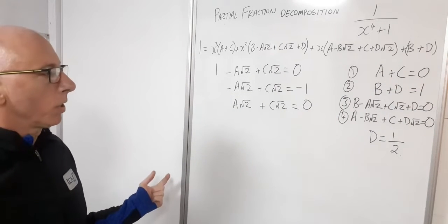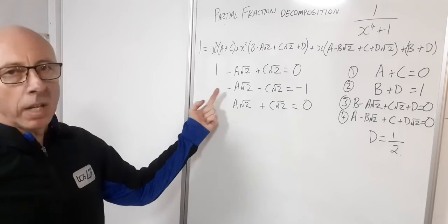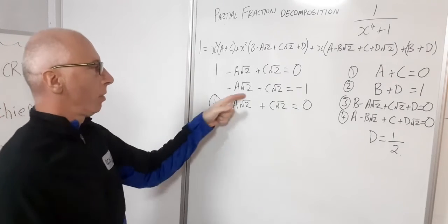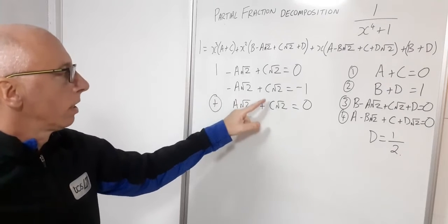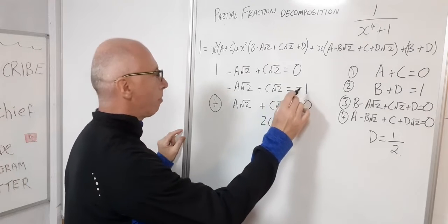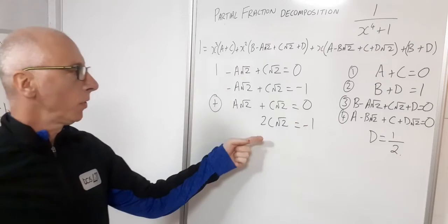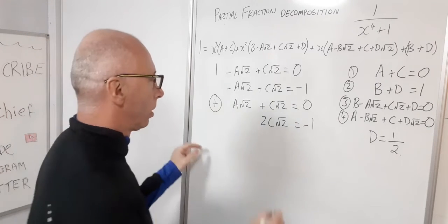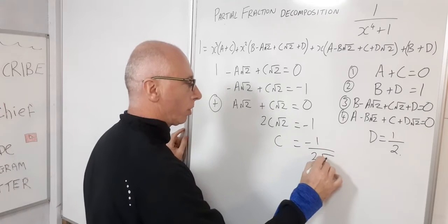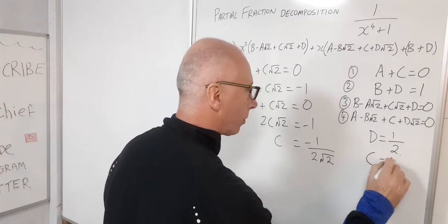Okay, so now what do I want to do now? Well, maybe I want to try and find the c. So let's just add again, in which case these two terms are going to disappear. And I'm left with 2c root 2, and that's set to minus 1 plus 0. That's just minus 1. So as before, divide by 2 root 2. So then I'm left with c equals minus 1 over 2 root 2. Okay, so that's my c taken care of.